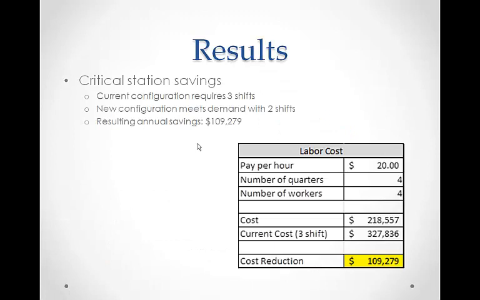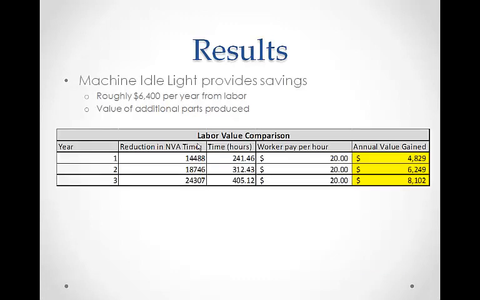The use of 2 shifts instead of the previous 3 shifts for these critical stations will provide savings annually of $109,279 and will still be able to meet the demand. The machine idle light will provide savings of approximately $6,400 per year from labor savings and additional value of parts produced by reducing wasted time.